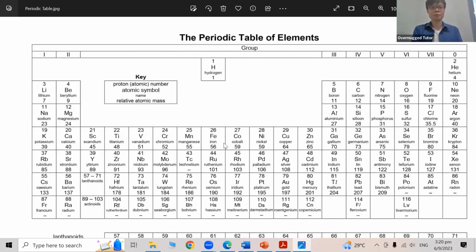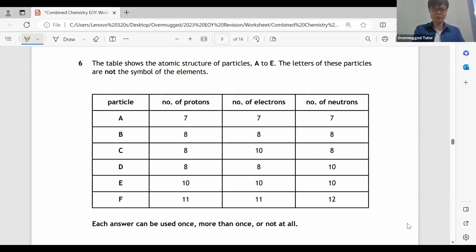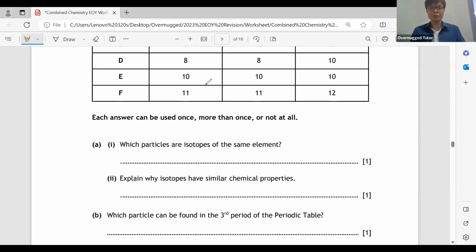Okay, I go through. So 7 is nitrogen. 8 is oxygen. 10 is neon. 11 is sodium. Use proton number to reference, because protons don't change. Which particles are isotopes?